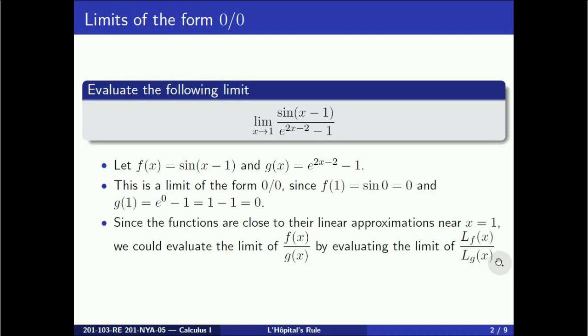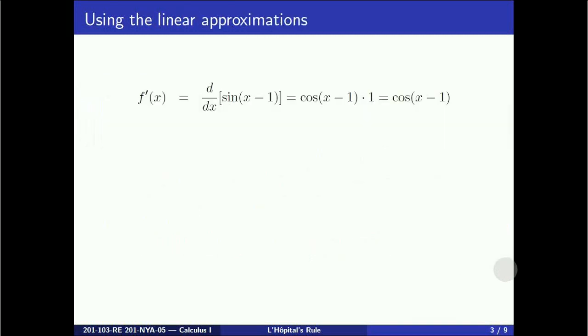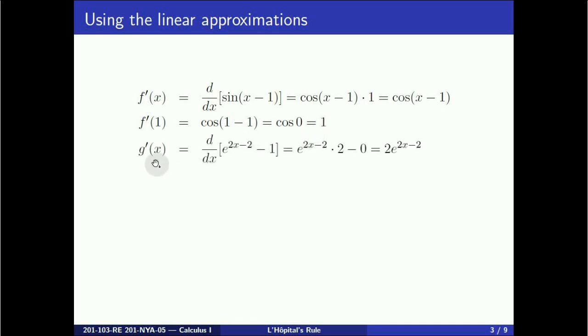To compute the linear approximations at x equals 1, we need the slopes of the tangent lines, and for this we need the derivatives of each function. We have that f prime is the derivative of sine of x minus 1, and using the chain rule, it is equal to cos of x minus 1 times the derivative of x minus 1, which is 1. Overall, it is cos of x minus 1. Therefore, f prime of 1 is cos of 1 minus 1, so cos of 0, which is 1. So f prime of 1 is 1.